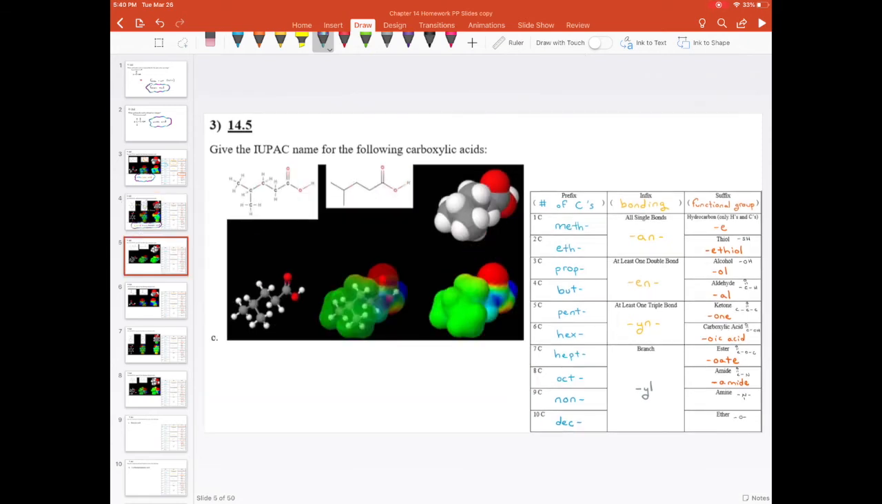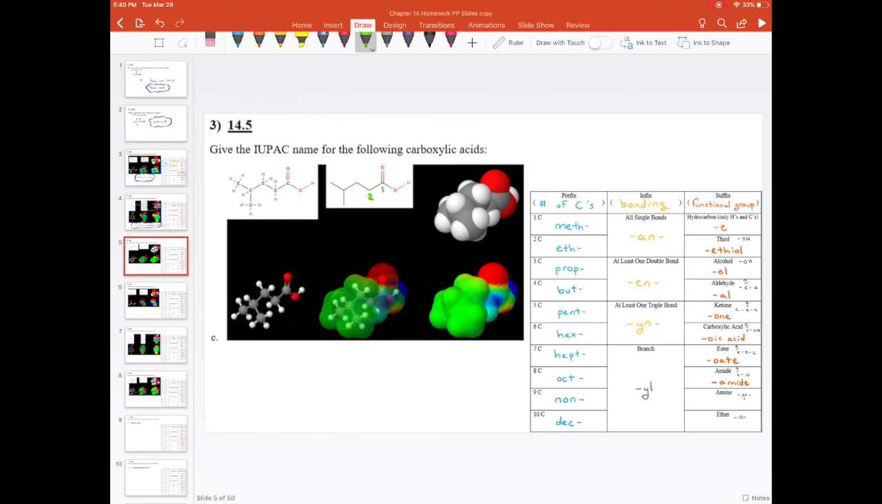All right. This one has a branch, so we'll try to find out the parent chain. The parent chain is the longest straight chain you can find without lifting up your pencil or going backwards, but it always has to include the functional group. So it's the longest chain you can find that includes the functional group. Now here our functional group is on the right, so we'll start looking there.